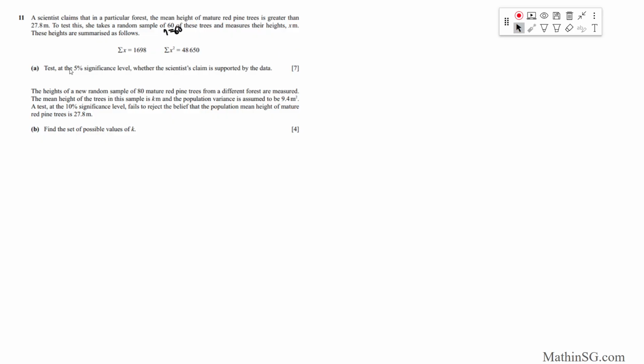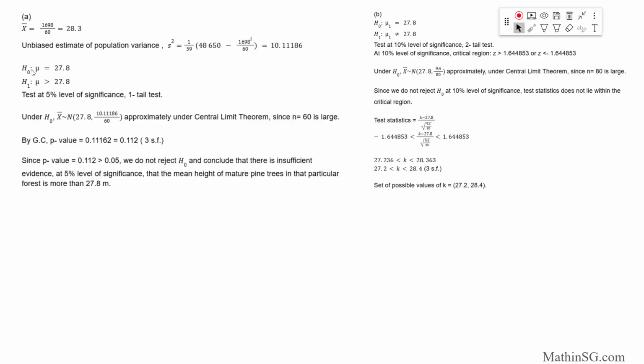So next, they are asked to test at 5% significance whether the scientist's claim is supported by the data. So what did the scientists claim? The scientists claim that the mean height of the red pine trees is greater than 27.8. So my H1 is this. So my H0 is always mu equals 27.8. Okay, so this is what we are testing. You're testing H0: mu equals 27.8 against H1: mu greater than 27.8.